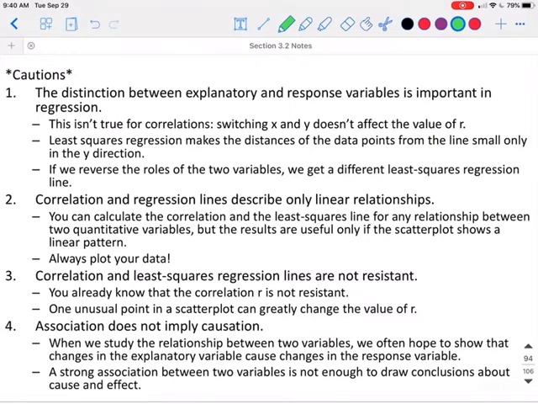Correlation and least squares regression lines are not resistant. So if you have any outliers in your data, both the correlation and your least squares regression line will be affected. Association does not imply causation. So just because two things are associated does not mean we can say there is a cause and effect.